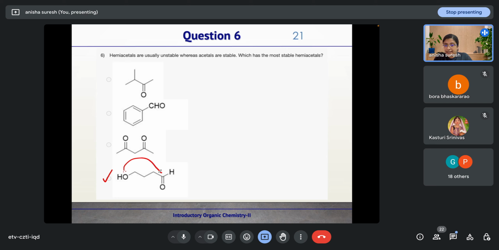So this alcohol can add on this aldehyde, and it will result in the formation of this lactol. So this is favored, and that is the reason why this is the most stable hemiacetal. In other cases, the formation of cyclic structures is not possible. So that is why they are less stable compared to option D.